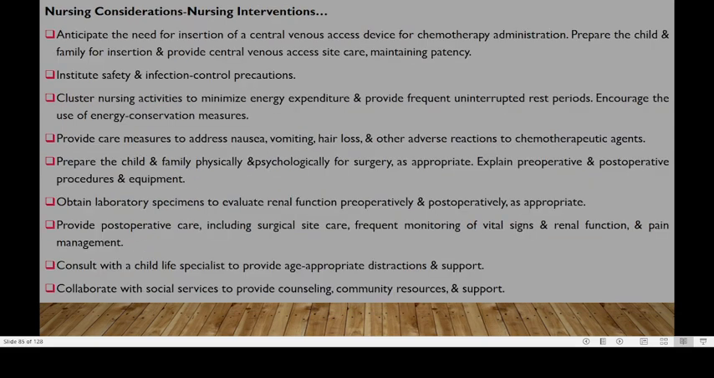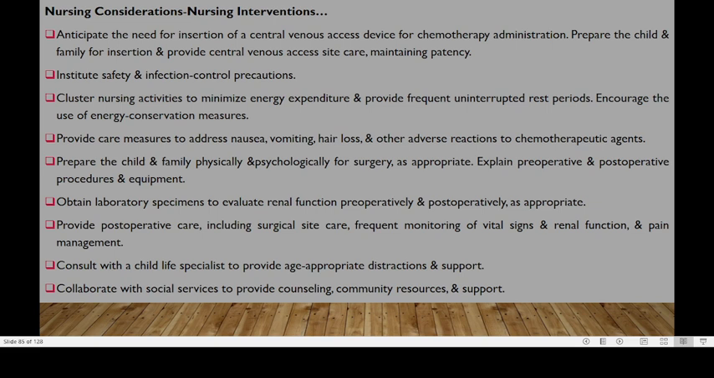Anticipate the need for insertion of a central venous access device for chemotherapy administration. Prepare the child and family for insertion and provide central venous access site care. Institute safety and infection control precautions, cluster nursing activities to minimize energy expenditure, provide frequent uninterrupted rest periods, encourage the use of energy conservation measures. Provide care measures to address nausea, vomiting, hair loss, and other adverse reactions to chemotherapeutic agents.